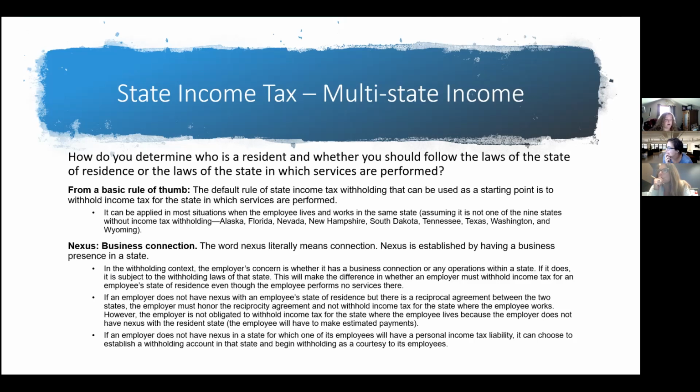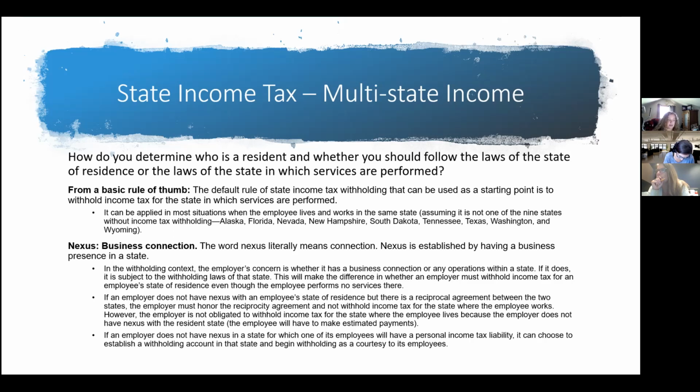Now, if it's one of the states that does not have income tax withholding, and there are some, Alaska, Florida, Nevada, New Hampshire, South Dakota, Tennessee, Texas, Washington, and Wyoming all do not have any state income tax. So if they do not have any state income tax in those states, then you obviously aren't going to withhold state income tax as long as they're living and working in that state.